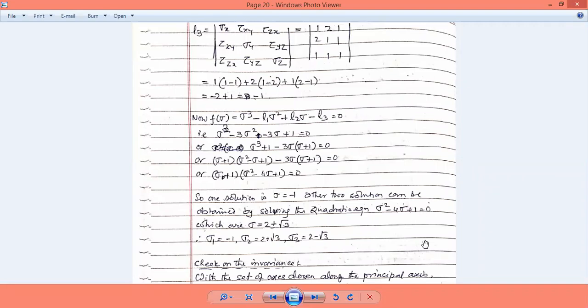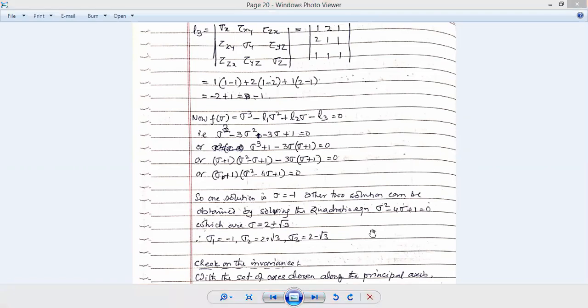So we can simply put this value in sigma is equal to minus b plus minus square root of b square minus 4c divided by 2a, and get the values of sigma: sigma 1, sigma 2, sigma 3 as 2 plus square root of 3 and 2 minus square root of 3. So here, by solving this equation through the A matrix, which is through the Cauchy's equations, we get three mutually perpendicular values of sigma, sigma 1, sigma 2, and sigma 3.